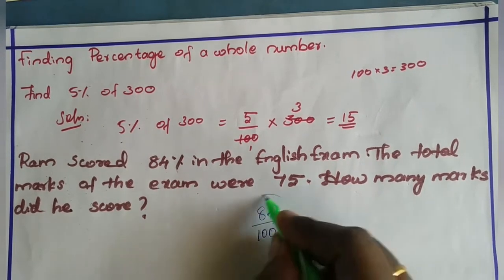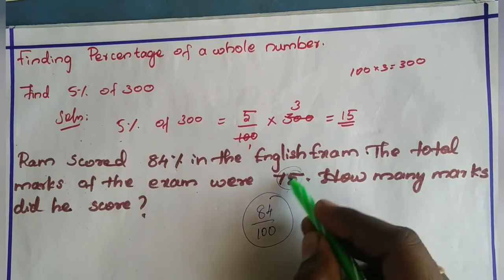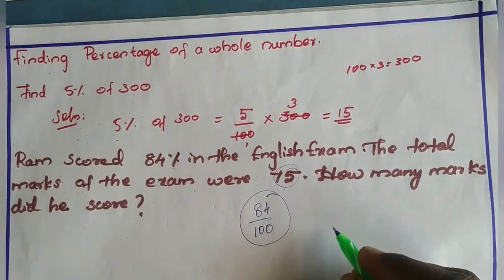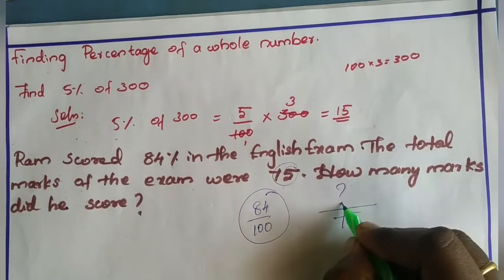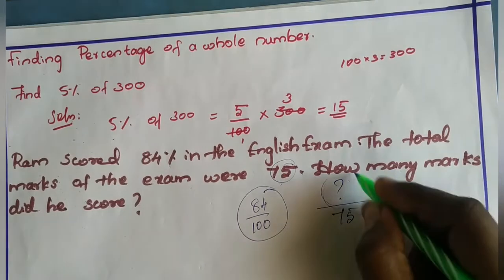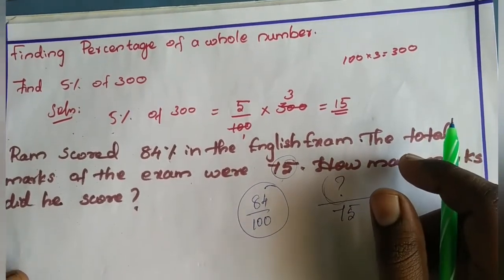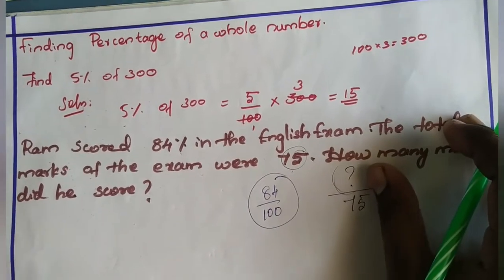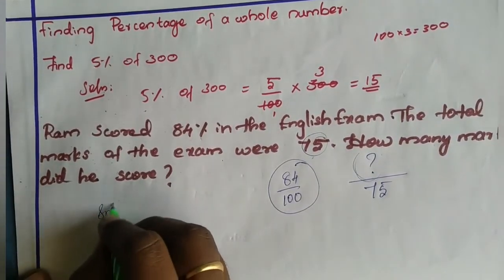But the total mark is how much? 75. So we want to find out of 75 how much he scored. Okay, this is our question. This question mark is what you want to find. Okay, so let's move on to the question. This is a multi-step problem, so you want to write the steps. So write the solution.